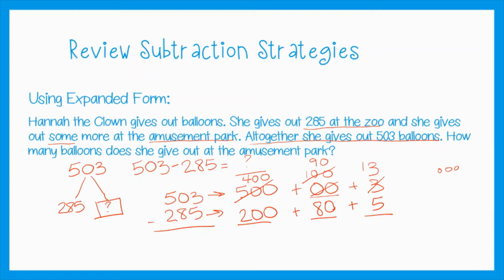Now I can do 13 minus 5 is 8. 90 minus 80 is 10. And 400 minus 200 is 200. So 200 plus 10 plus 8 is 218. And it's 218 balloons.